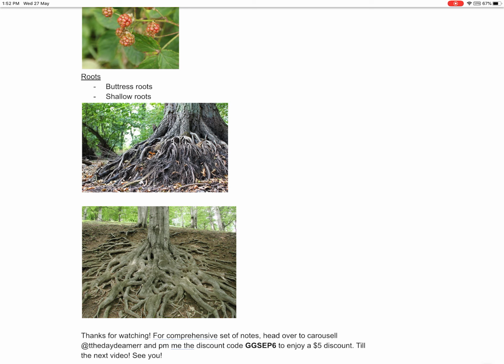For shallow roots, which is the second picture below, it is for the tree to absorb nutrients quickly, because these shallow roots can absorb the nutrients from rapid decomposition of fallen leaves and branches, which are mostly found on the top layer of the soil, also known as leaf litter.